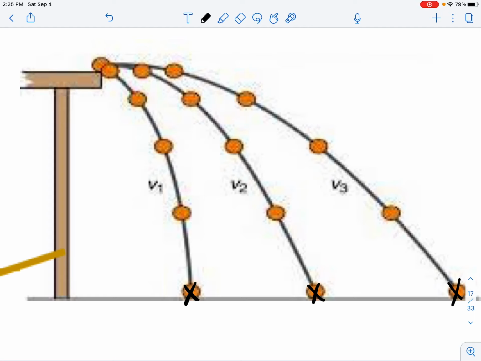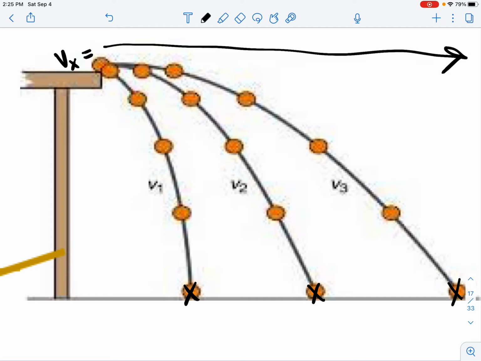So what I want you to understand about this is, in order for these projectiles to reach different horizontal positions, they had to have different horizontal velocities. So the velocity in the X direction is what determines how far the object is going to land, okay? So that horizontal velocity determines the horizontal displacement for our projectiles.